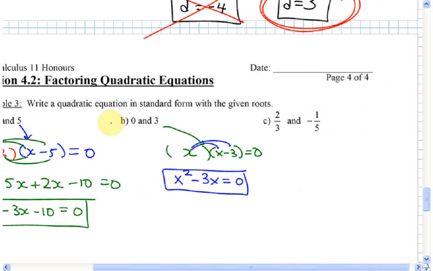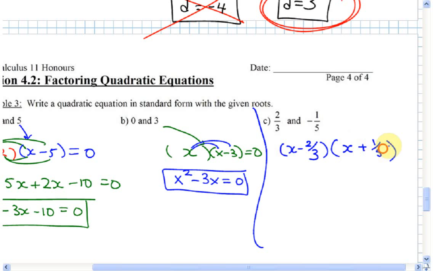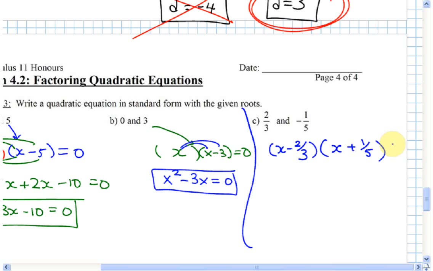D, can someone help me out? If the root is 2/3, what goes in the bracket here? X minus, well, I'll do this first. X minus the fraction 2/3. And how about the other one here, the 1/5? X minus or x plus? Right, reverse the sign. X plus 1/5. Now this is supposed to equal 0.